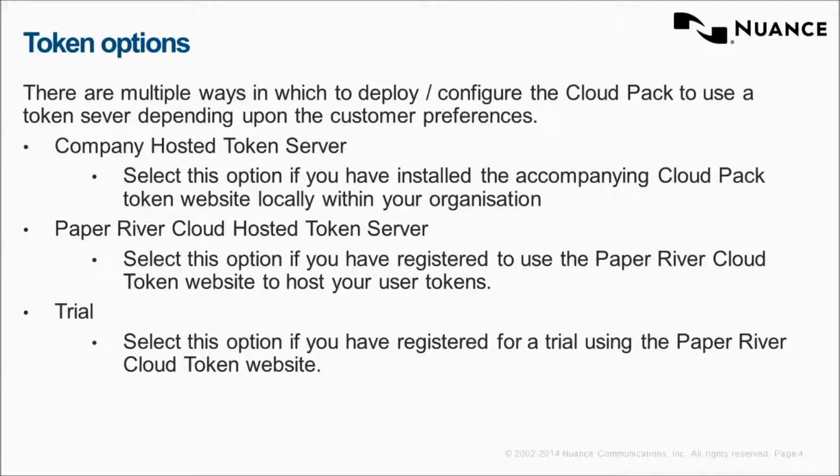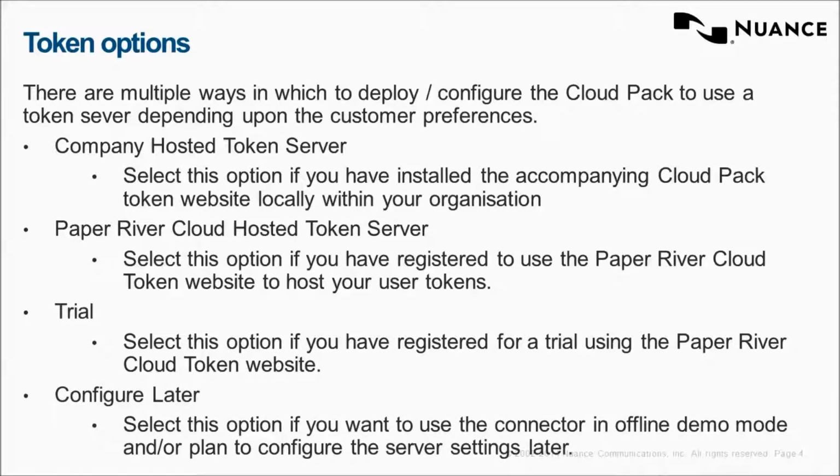The next option is Trial. Select this option if you've registered for a trial using a Paper River Cloud Token website. And lastly, you could select Configure Later, and you would select this option if you want to use the connector in offline demo mode or plan to configure the server settings later. If you do want to use the connector in demo mode, we have some static data within the connector, some metadata that allows you to demonstrate scanning and storage right the way through the workflow without being connected to the internet.